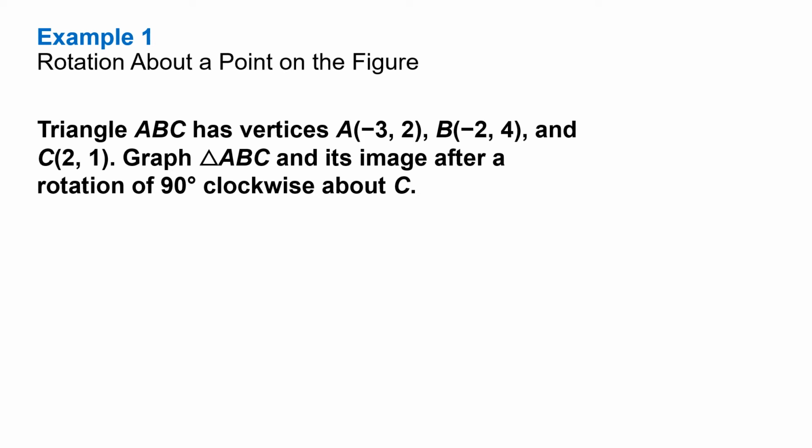Example 1. Triangle ABC has vertices A at -3, 2, B at -2, 4, and C at 2, 1. Graph triangle ABC and its image after a rotation of 90 degrees clockwise about C. So in this case, because we are about C, that means C is our center of rotation.